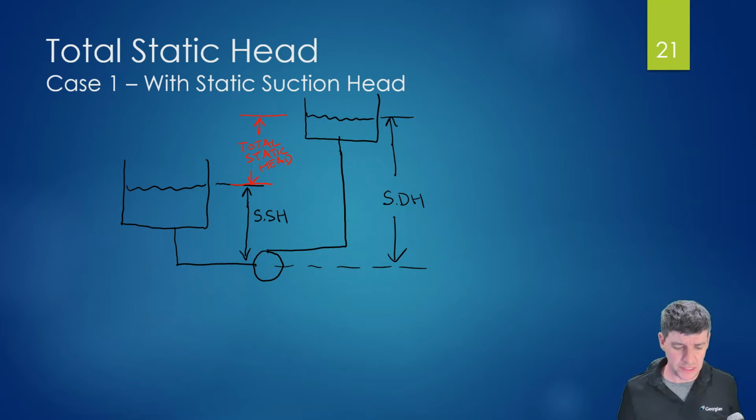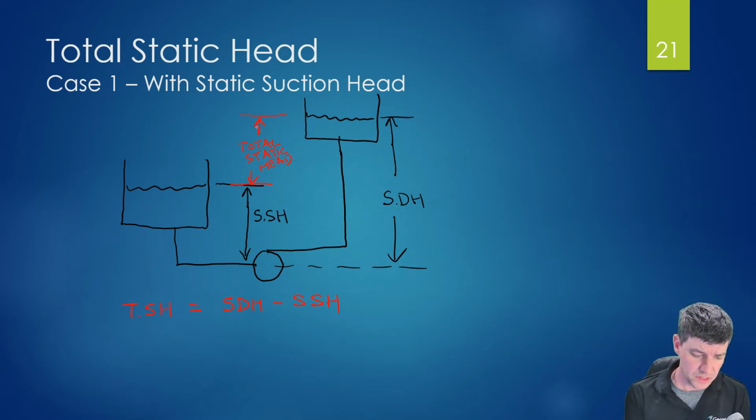Okay, so in this case, what we would say is that our total static head is equal to my static discharge head minus my static suction head. Okay, so my total static head here is equal to my largest value, my discharge head, minus my suction head.